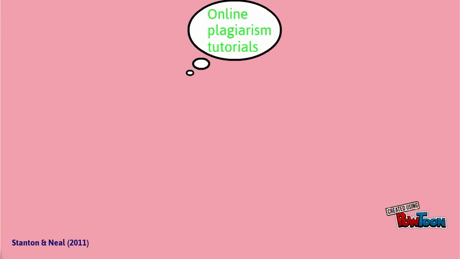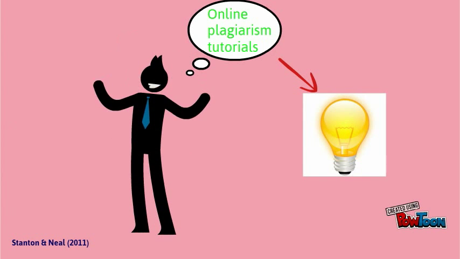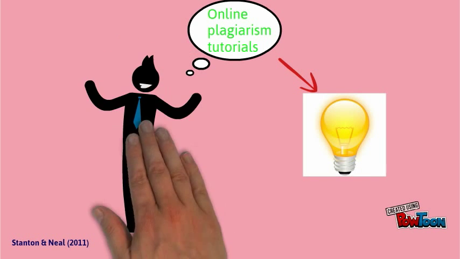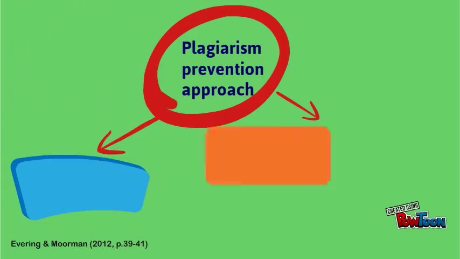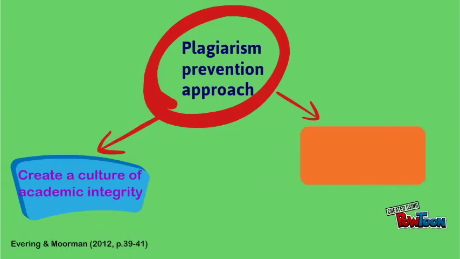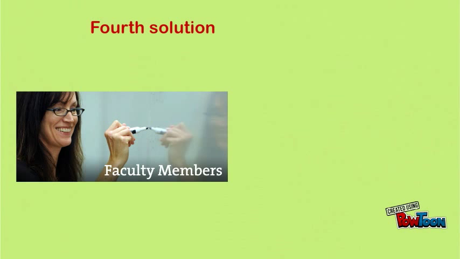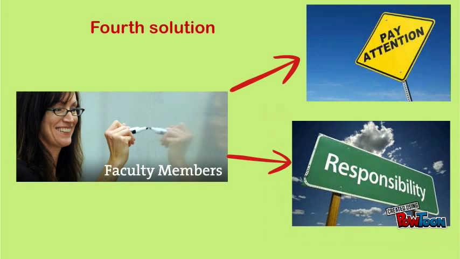Online plagiarism tutorials can be a useful plagiarism educating device for institutions. In order to prevent plagiarism in a proactive manner, Evering and Moorman suggest a two-step approach: to create a culture of academic integrity, and to provide students with plagiarism education. The fourth viable solution is to ensure that the faculty, the most important persons in higher education institutions, are also trained to be fully aware of and responsible for plagiarism.